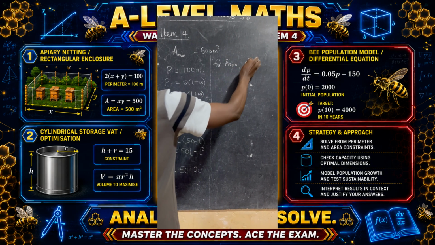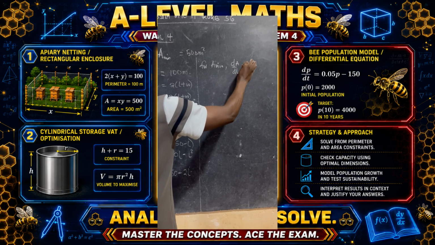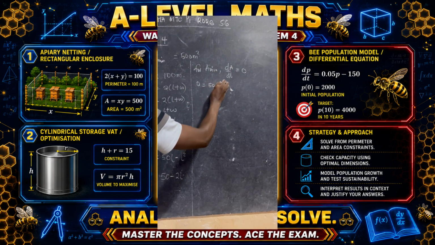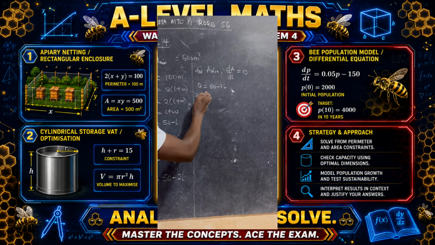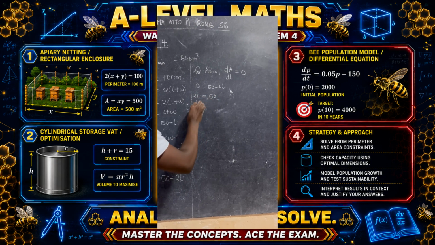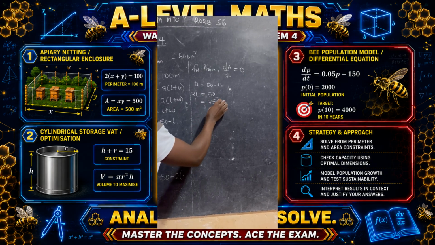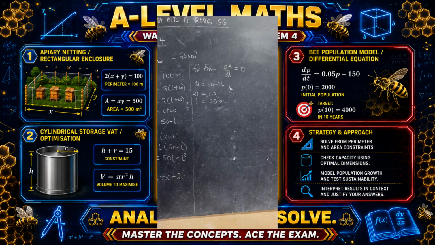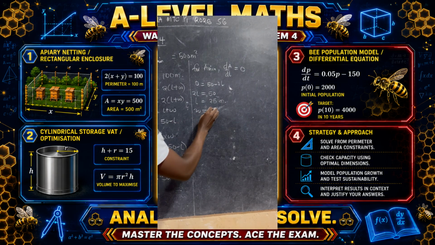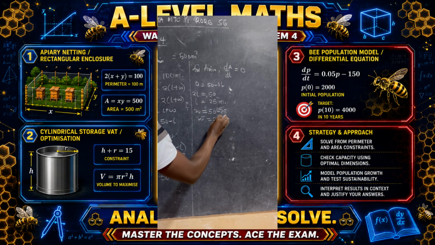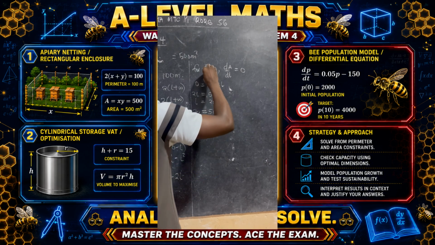For minimum area, the derivative of the area with respect to the length should be equal to 0. So 0 equals 50 minus 2L. Bring the 2 to this side, and this gives us L as 25. These are meters. Then when L is 25, get W. W will be 50 minus 25, so W will also be 25 meters. Now, these are the dimensions that will give me the minimum area.